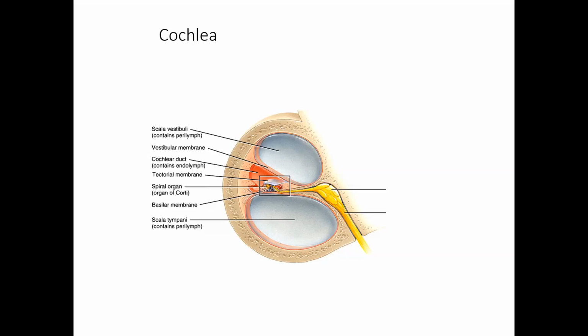Within the cochlear duct, we're going to have the tectorial membrane, which is going to surround the organ of Corti. The organ of Corti is the organ that contains the hair cells that are responsible for our ability to perceive and receive sound waves. Coming away from the organ of Corti, we get the spiral ganglion, and the spiral ganglion will lead to the cochlear branch of the vestibulocochlear nerve.